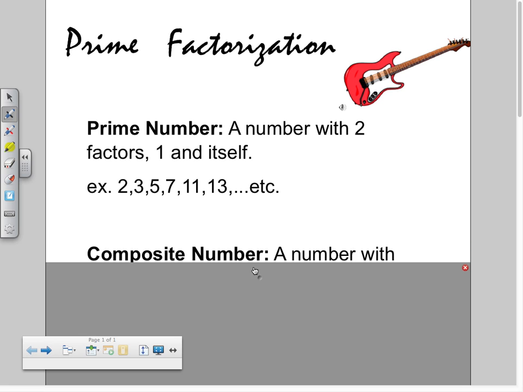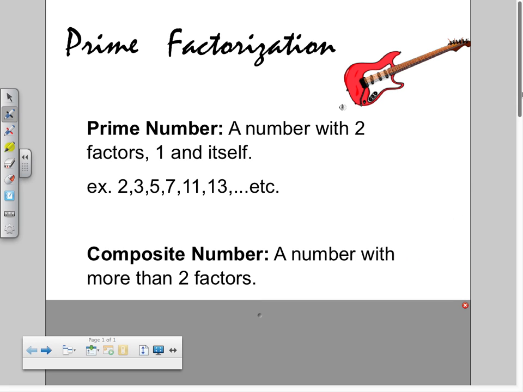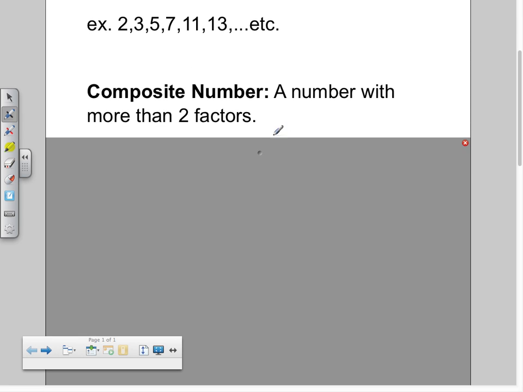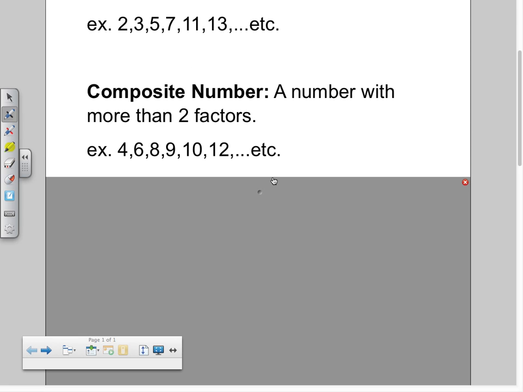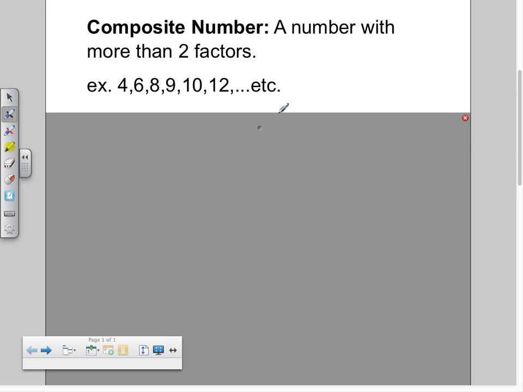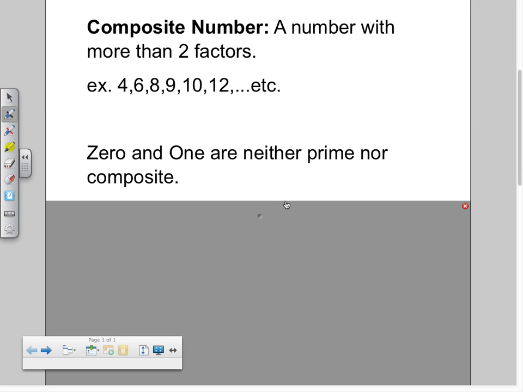The opposite of a prime number would be something called a composite number, and a composite number is a number that has more than 2 factors. Some examples of that would be 4, 6, 8, 9, 10, 12. Kind of feels like anything that's not prime would be composite. Almost. There are two kind of weirdo scenarios, and that would be 0 and 1. 0 and 1 are neither prime nor composite. Okay, so an important distinction to make.